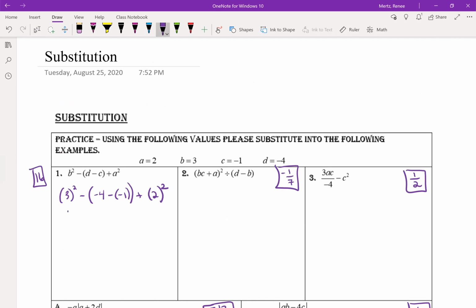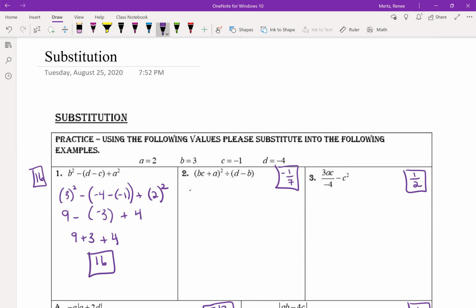So when we're doing this one, we're gonna get 9. A negative makes a positive, so it's negative 4 plus 1 is negative 3, plus 2 squared, which is 4. This becomes 9 plus 3, because again, we have two negatives next to each other, plus 4, left to right. 9 plus 3 is 12, 12 plus 4 is 16. So check, we did it right.